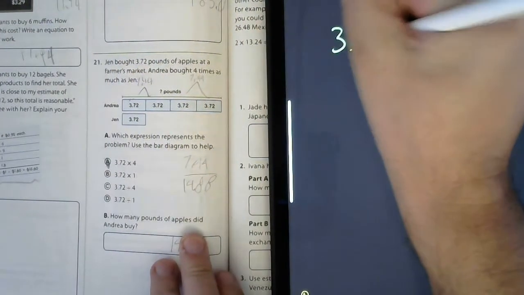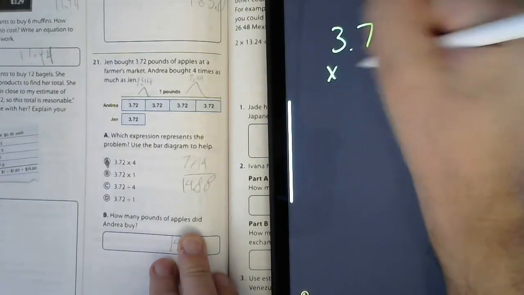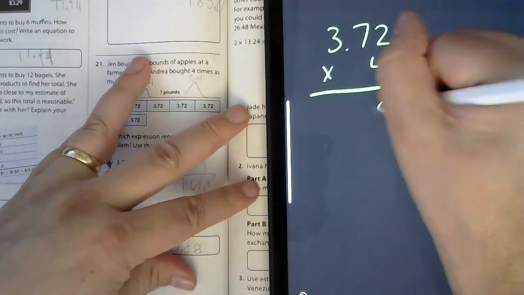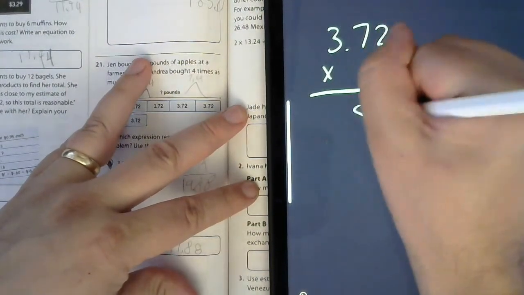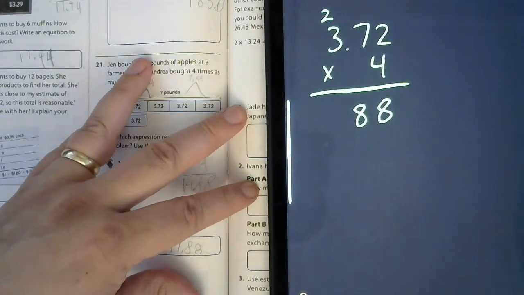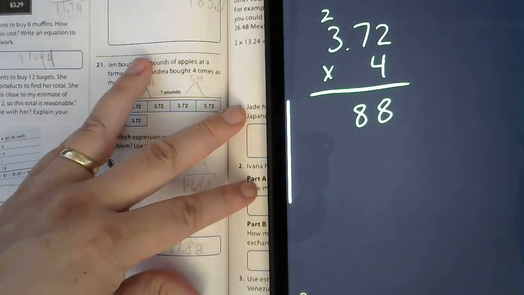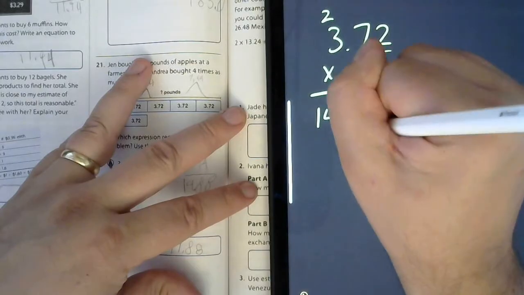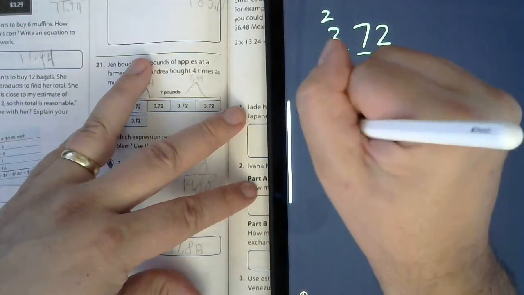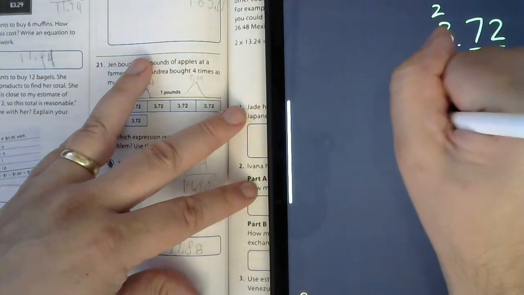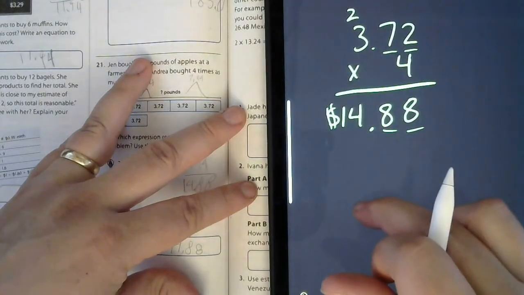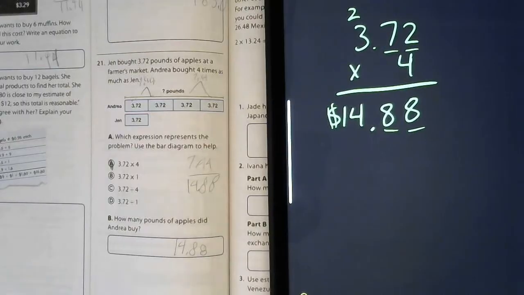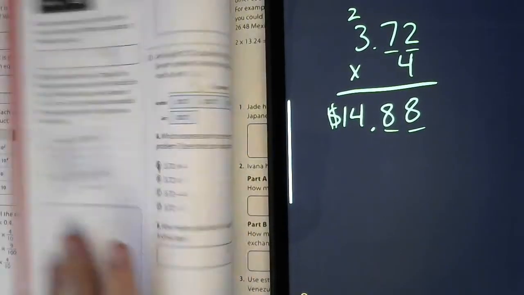So we're going to take $3.72 times 4 with a simple multiplication problem. So 4 times 2 is 8. 4 times 7 is 28. 4 times 3 is 12, plus 2 is 14. Add our 2 decimal spaces, and we get our answer of $14.88.